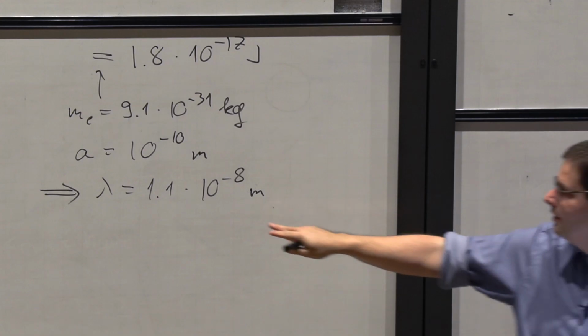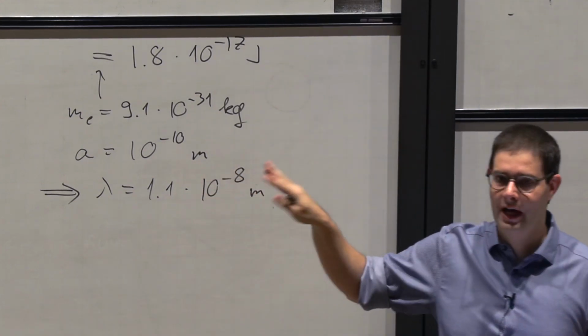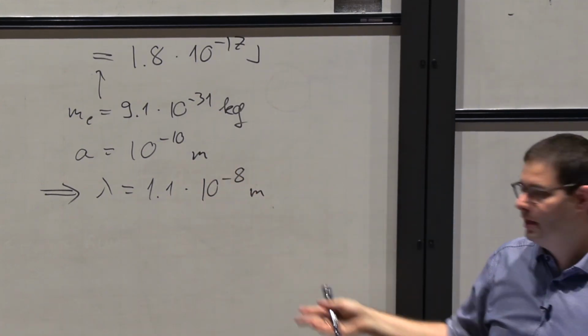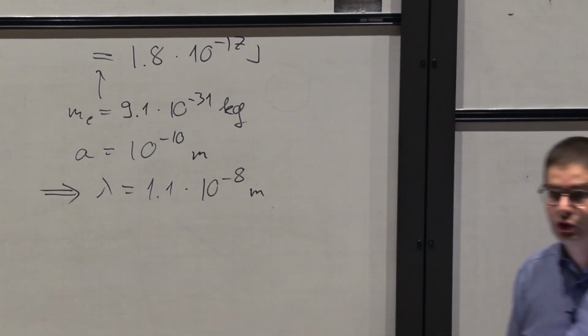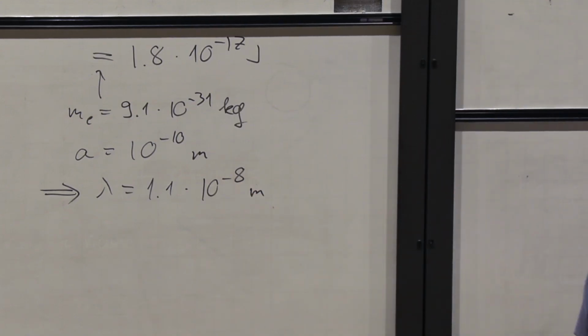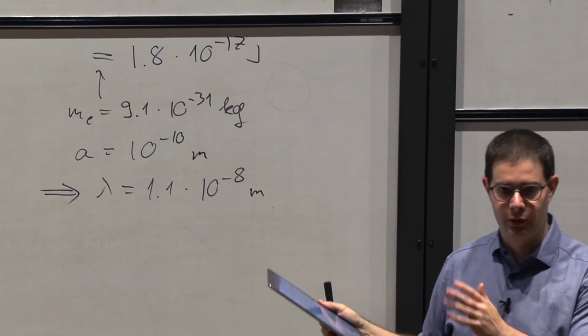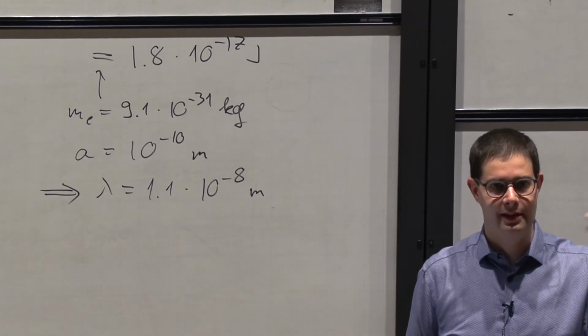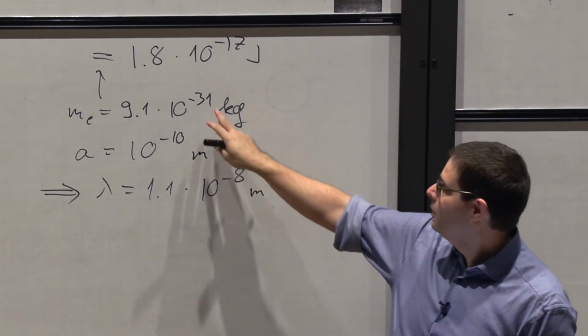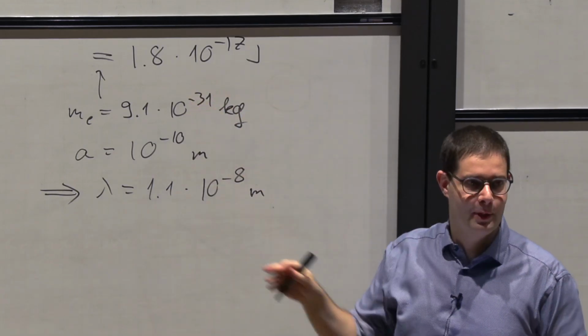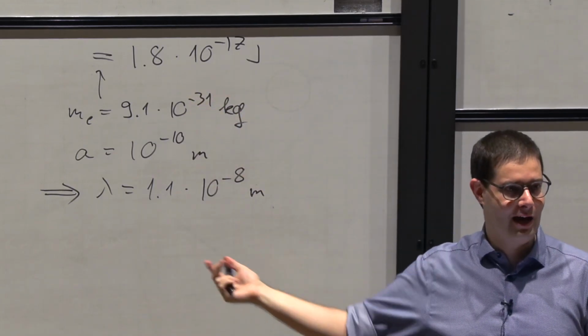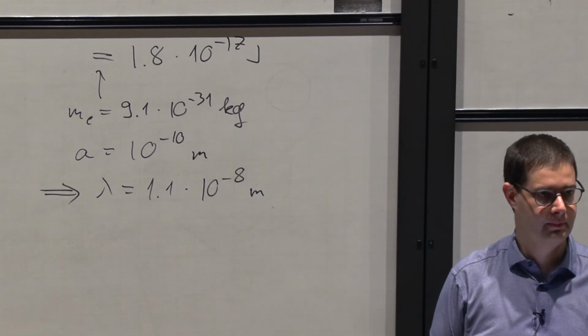So this is indeed, like visible light is around 500 nanometers. This is a little shorter than that, but it's in a nice ballpark. So even this very crude thing gives some promising result. We are working with extremely small numbers, but they combine out into something reasonable.